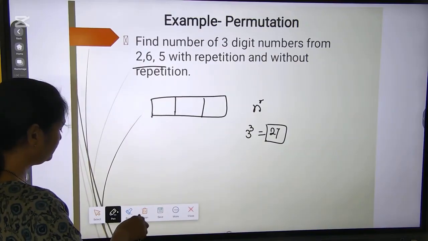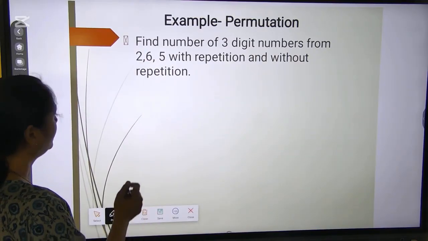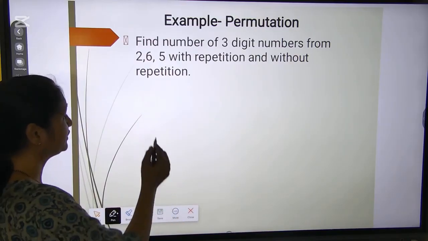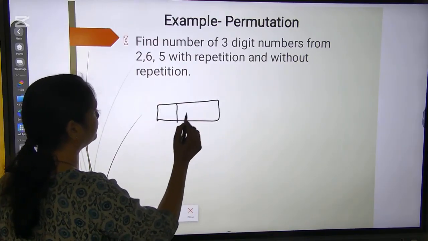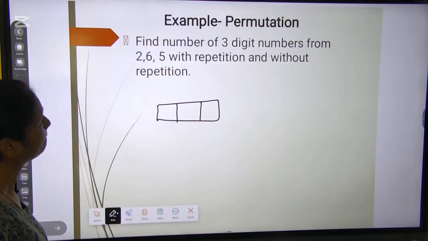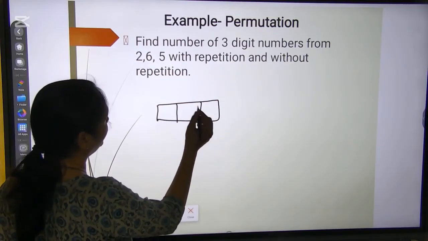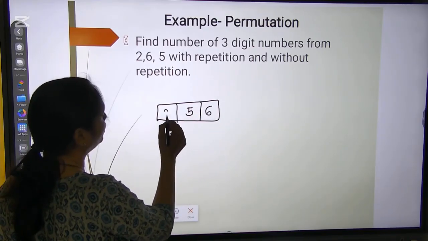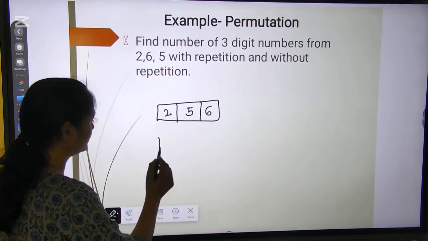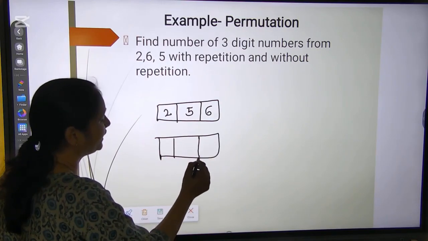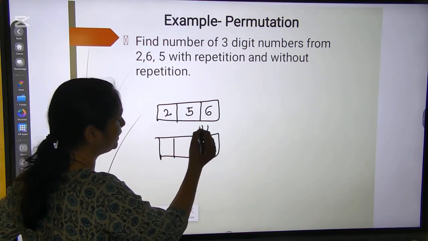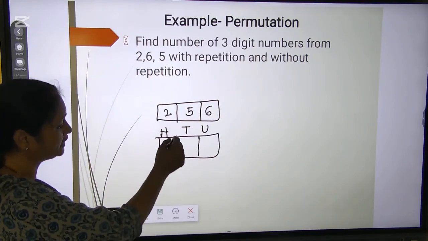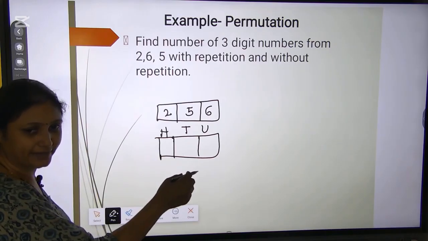Now, if we don't want to repeat the elements, without repetition, then we can put any of the numbers. Suppose we put 5 here, we put 6 here and we put 2 here. This is the unit place, this is the 10th place and this is the 100th place. So we have to arrange the numbers in these boxes so that we can get a 3-digit number.